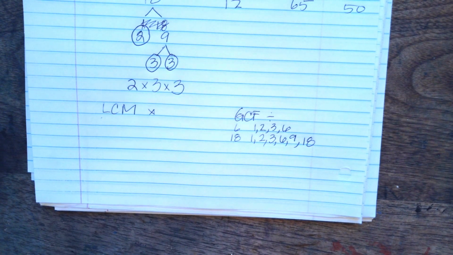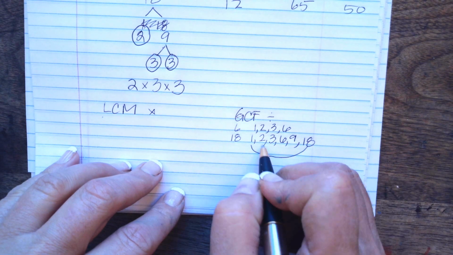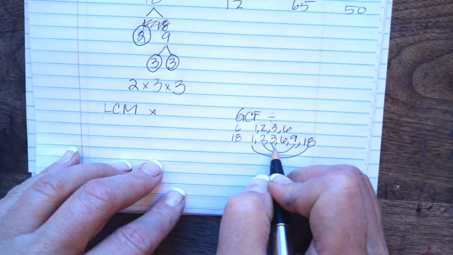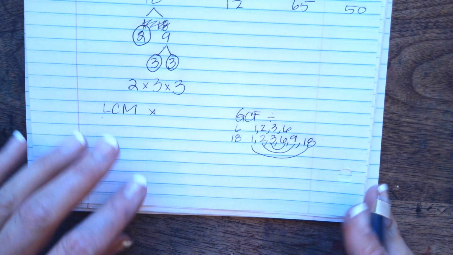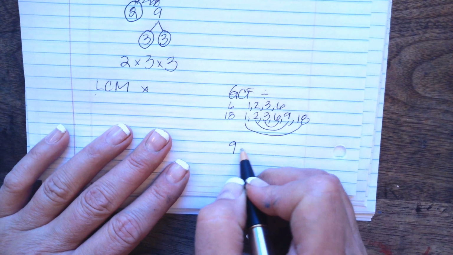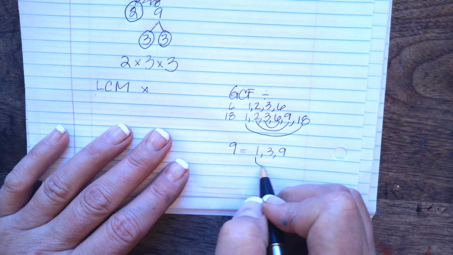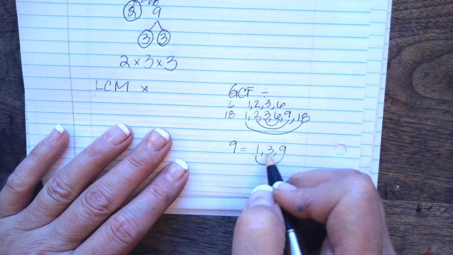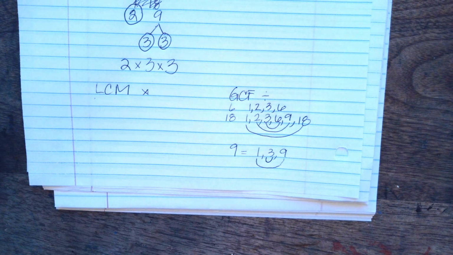And I don't know if you remember me talking about this. Every factor has to have a match. I call it a rainbow. The only exception is when it is a double. So like, for example, 9, we would have 1, 3, and 9. So 1 and 9 would be a rainbow, and then 3 would be a rainbow with itself, because 3 times 3 is 9.